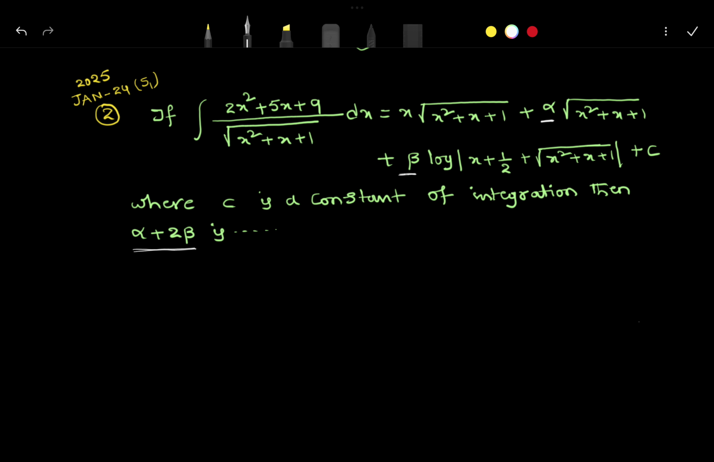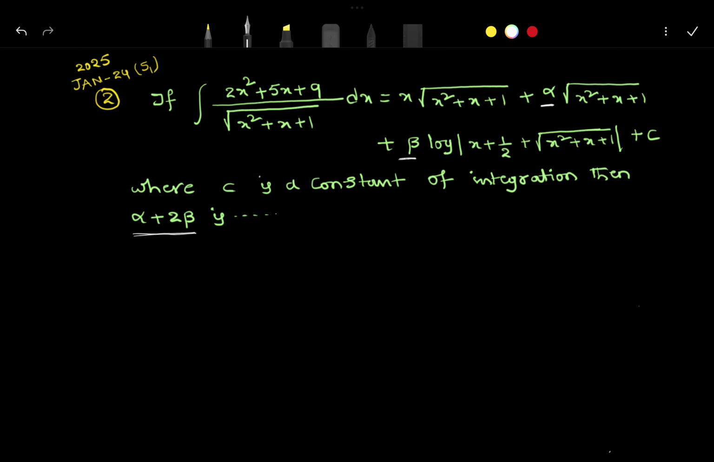Now how will you do it? The simple method is differentiating on both sides. After differentiating, the left hand side integration will be cancelled. This will be nothing but (2x square plus 5x plus 9) divided by root of x square plus x plus 1. This model question is frequently asked in the mains examination, so please everyone be careful while doing this question.